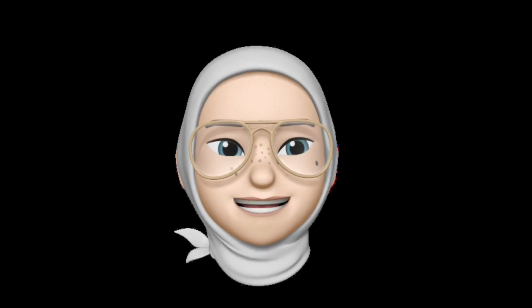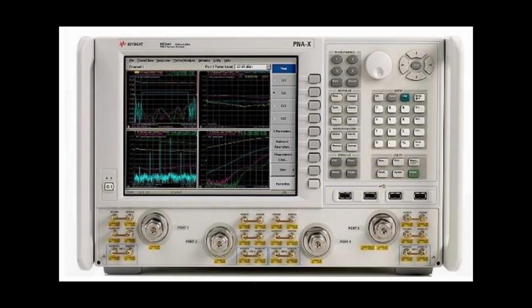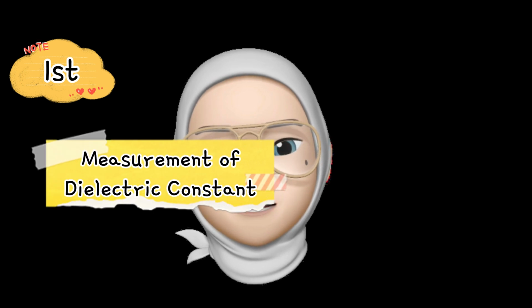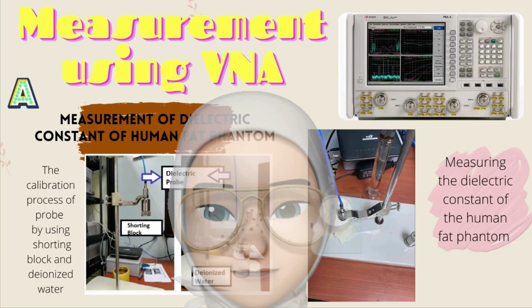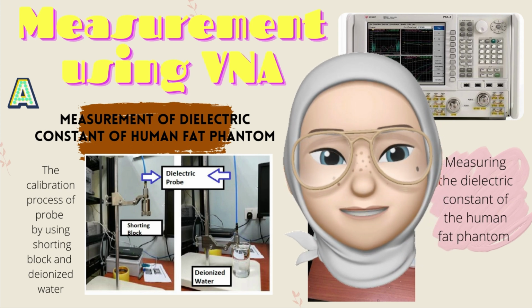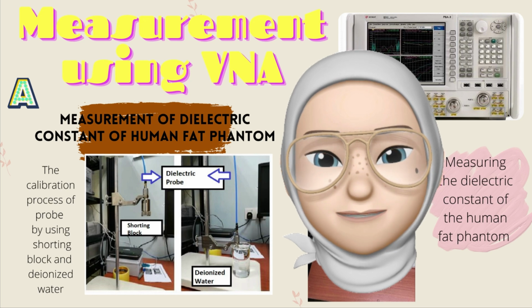After completing the fabrication of human fat phantom and NMHA, I need to do two types of measurement using vector network analyzer (VNA). The first measurement is a measurement of dielectric constant of human fat phantom. Before proceeding to more detail, calibration process needs to be done. Calibration needs to be done following the manual before it starts measuring.